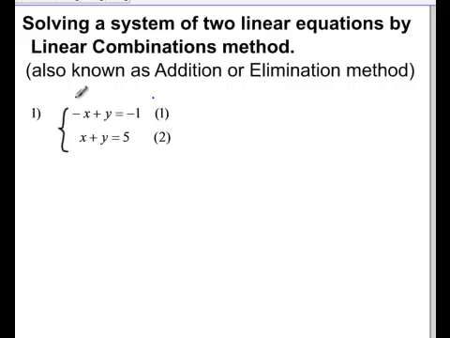In this video, we are going to solve systems of linear equations by the linear combinations method. Sometimes it's also called the addition or elimination method, which means absolutely the same thing. The idea behind this method is that if you have two terms, like for example 2x and negative 2x, if you add them up, it's going to give you 0.